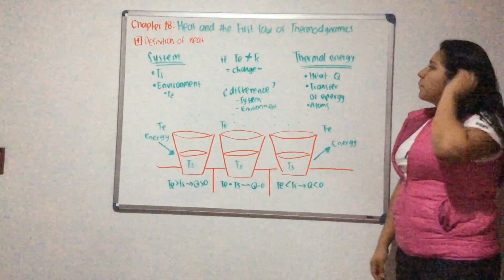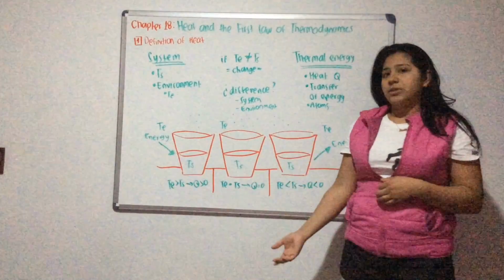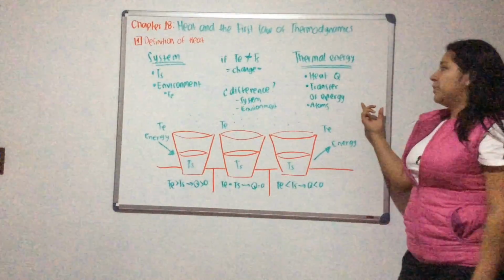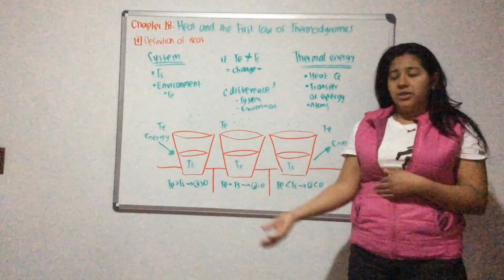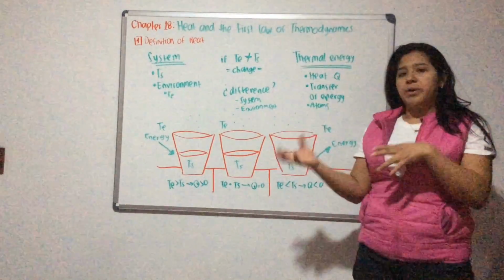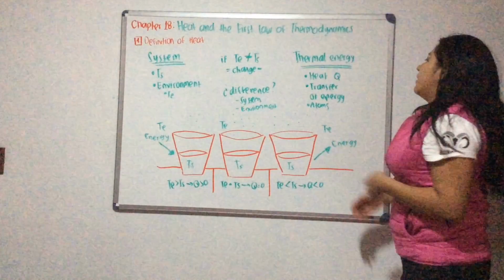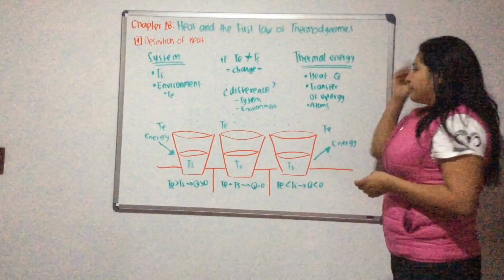And now, thermal energy. Thermal energy is the change in temperature of the system due to the transfer of energy between a system and its surroundings. And when there is a transfer of energy from one body to another, it is called heat. This is symbolized by the capital letter Q.